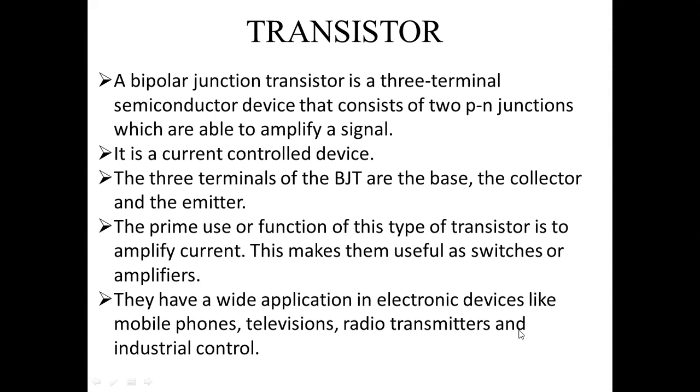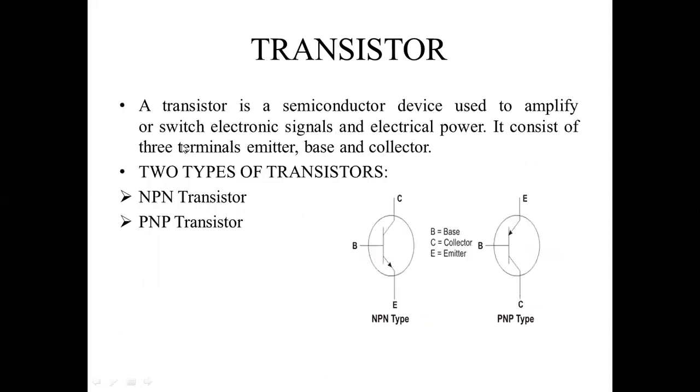In all electronic devices we are using transistors, like mobile phones. Is there a speaker in a mobile or not? Yes, sir. Televisions, radio transmitters, industrial controls and all these things use this transistor. So a transistor is a semiconductor device used to amplify or switch electronic signals and electrical power. It consists of three terminals: emitter, base, collector.